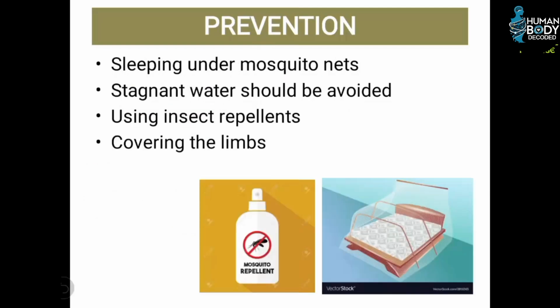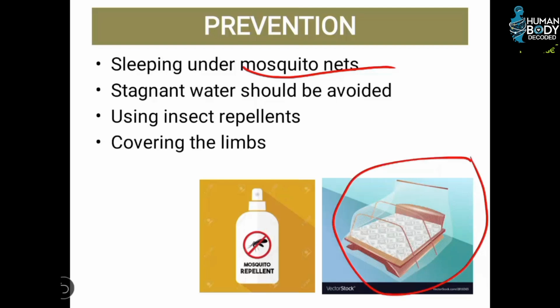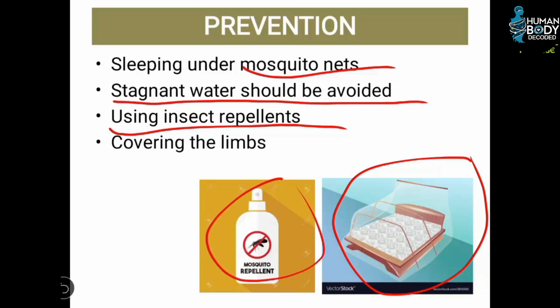How to prevent malaria? Here are some practical ways to prevent malaria. Use mosquito nets. Sleeping under a net prevents mosquito bites. Eliminate stagnant water. Mosquitoes breed in standing water. Removing it reduces their population. Apply insect repellents. Use them on exposed skin to repel mosquitoes. Wear protective clothing. Cover arms and legs with long-sleeved shirts and pants.